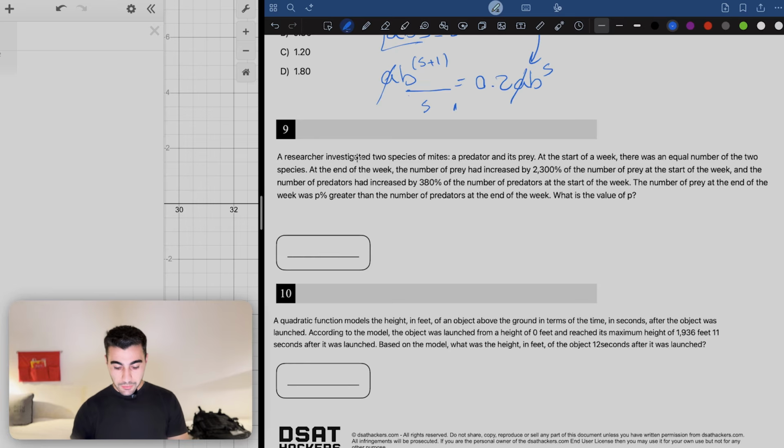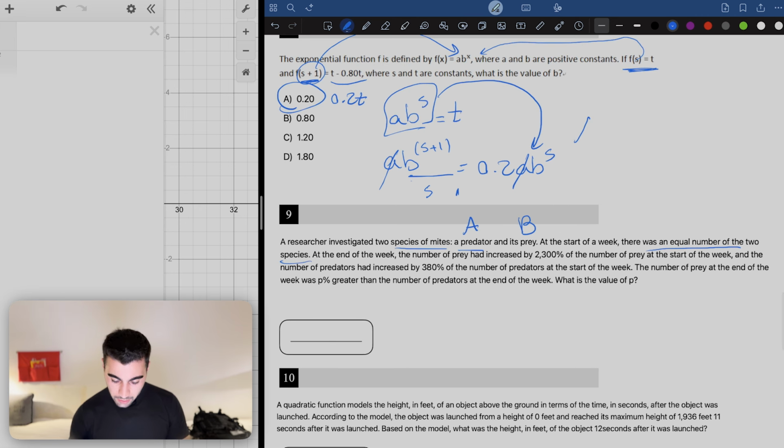This question is saying a researcher investigated two species of mice, a predator and its prey. Let's call the predator A and the prey B. At the start of a week, there was an equal number of the two species. So at the start of the week, A was equal to B, right?